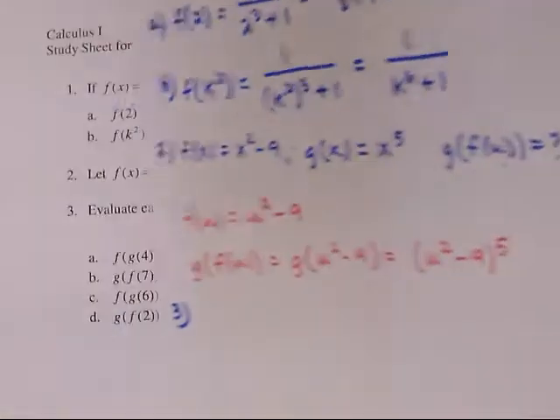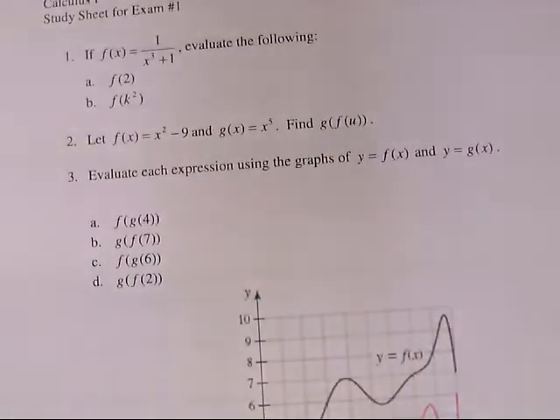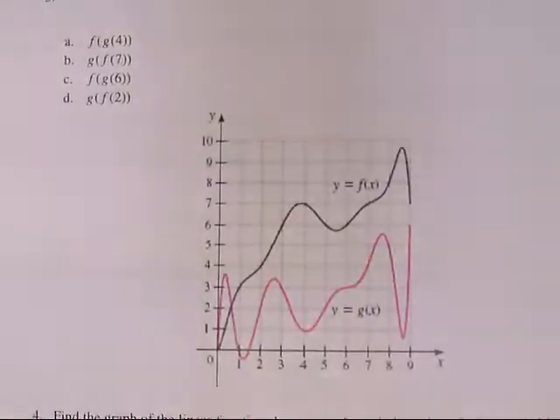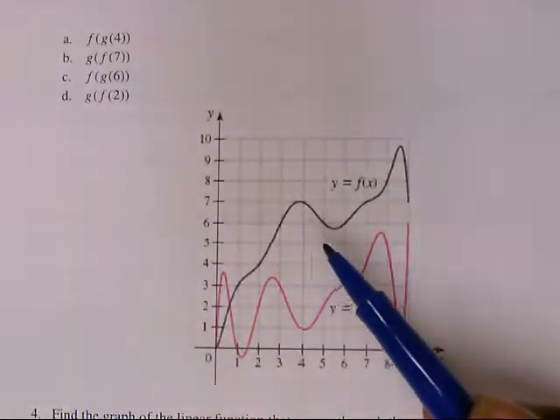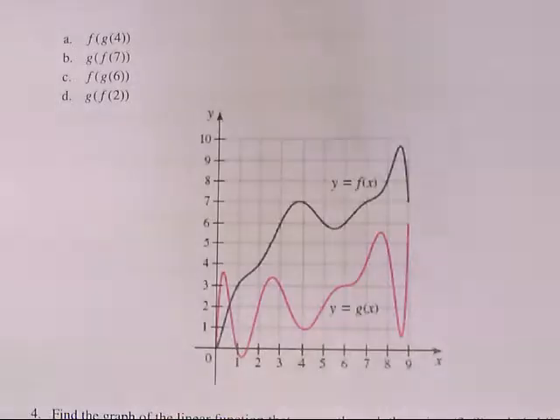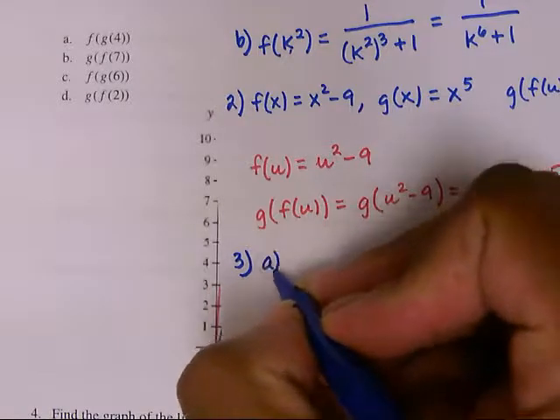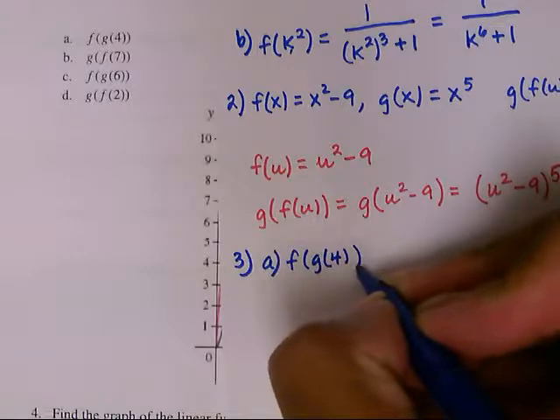All right, problem number 3. Here you're going to evaluate each expression using the graphs of y is equal to f of x and y is equal to g of x. Okay, so here is the graph where you have y equal f of x, which is the graph on the top, and on the bottom is y is equal to g of x. So here we're going to start off with part A, where you got f of g of 4.